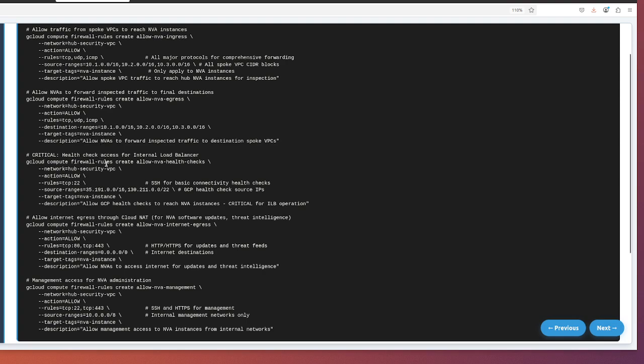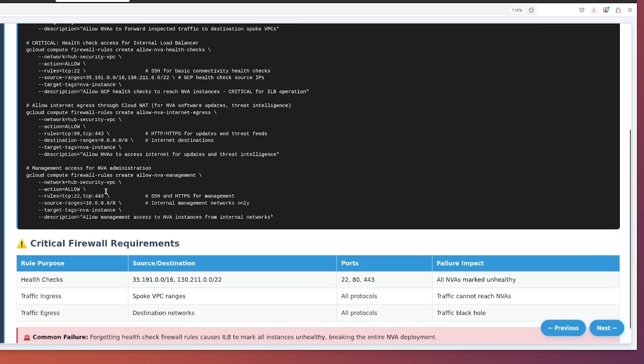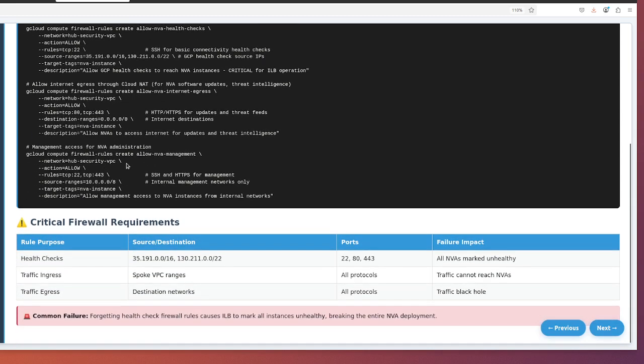The health check rule is absolutely critical and often forgotten. GCP's load balancer health checks originate from specific IP ranges: 35.191.0.0 and 130.211.0.0. If these ranges cannot reach your NVA instances, the load balancer will mark all instances as unhealthy and stop routing traffic to them. I have seen production deployments fail because teams forgot the health check firewall rule.